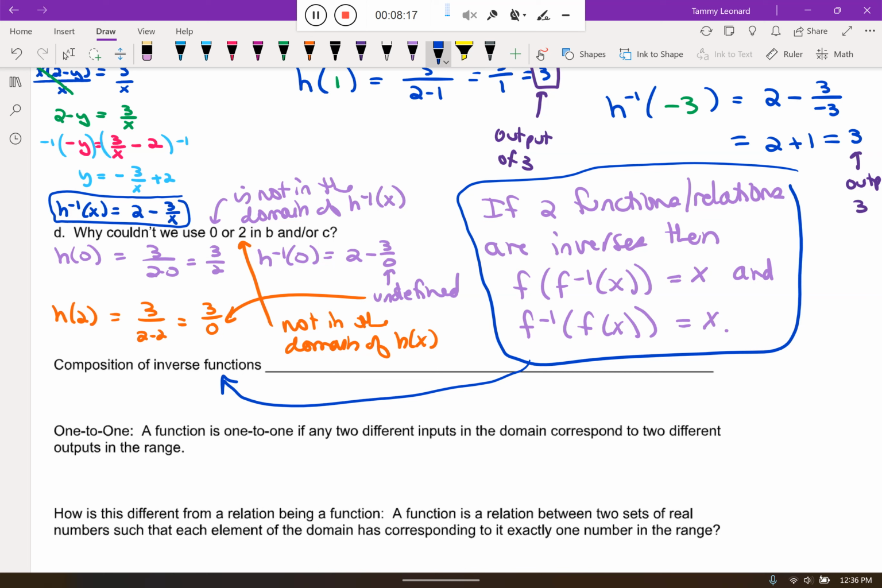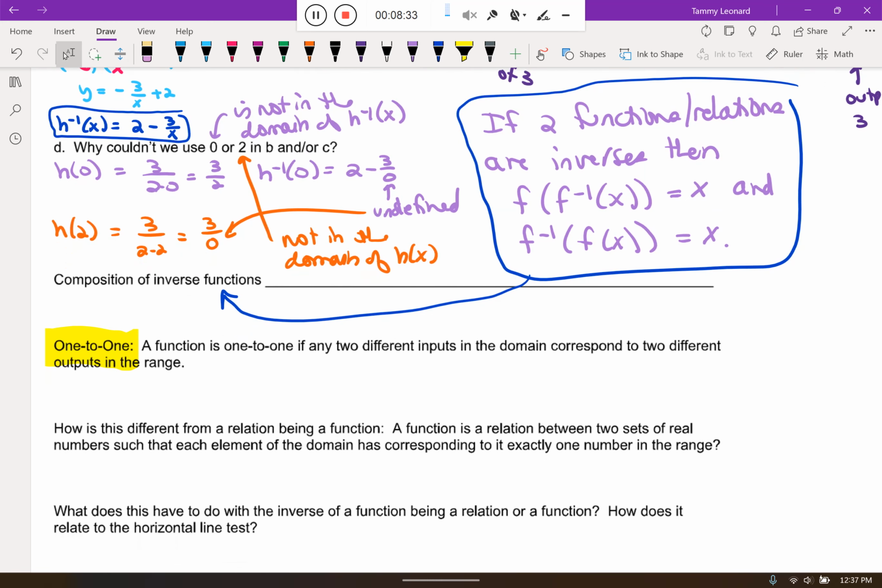All right, this last little bit is probably only going to come up in like one question on your homework. So this isn't the most important thing you're going to learn in this unit, but I need you to have heard of a one-to-one function. So I included it here on the note sheet. A function is one-to-one if any two different inputs in the domain correspond to two different outputs in the range. This is kind of even stronger than just being a function.